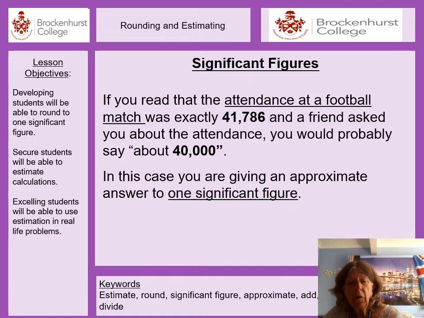We are now going to look at significant figures. If you read an attendance at a football match was exactly 41,786, and a friend asked you about the attendance, you would probably say about 40,000. You wouldn't give it as an exact number. In this case, you are giving an approximate answer to 1 significant figure. The 1 significant figure here is 4, but it's important that you have the zeros to show the place value.